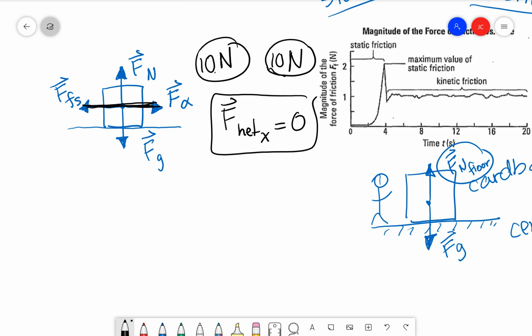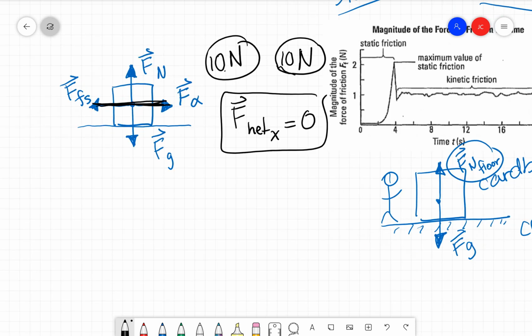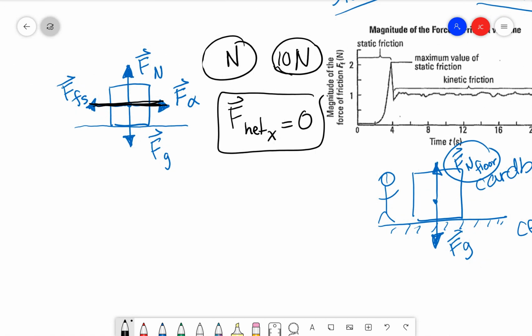But then something's going to happen. There's a critical point at which static friction is going to reach a maximum value. This maximum value is dependent on the materials, and it's the point at which static friction stops functioning. Let's say that's at 15 Newtons for this random scenario. That's not true, but just for the sake of it.